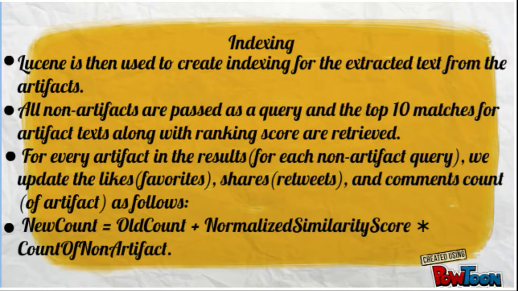Next is indexing. We take the text of the artifacts and put them in a directory for indexing such that each file contains the text of each artifact. We use Lucene for indexing the data. All non-artifacts are then queried against the indexed files and the 10 closest documents per query are retrieved. So for every artifact or document in the results of indexing, we update its likes, shares and comments count as follows. New count equals old count plus normalized similarity score times count of non-artifact. The terms used have similar meaning as explained before.